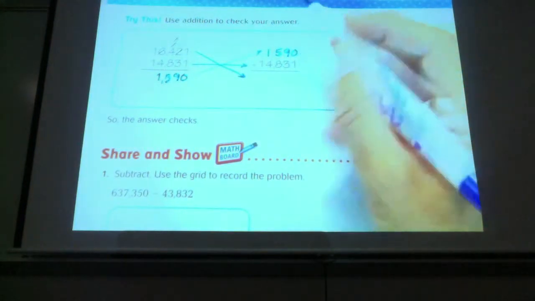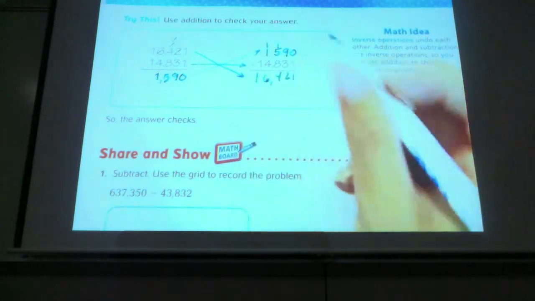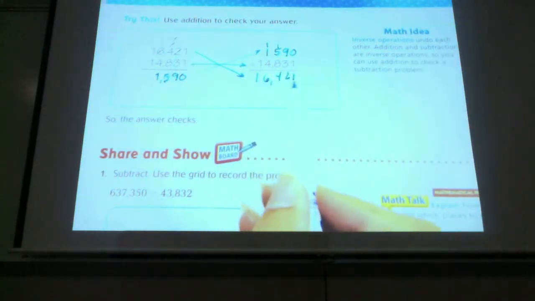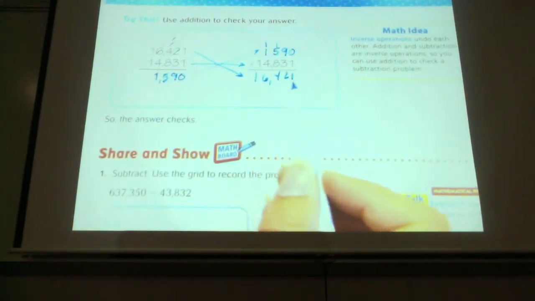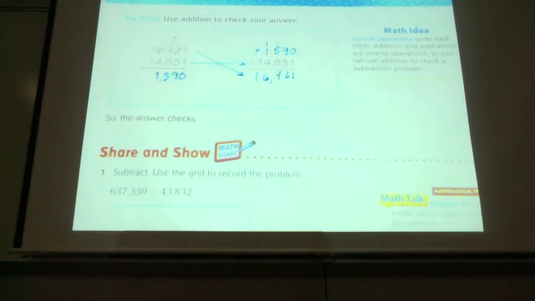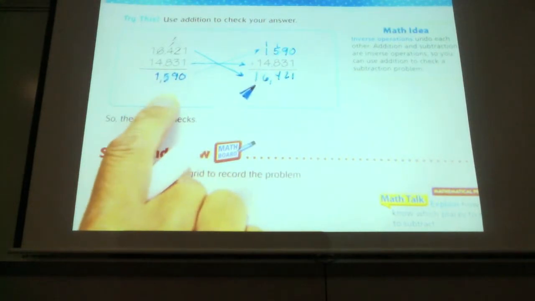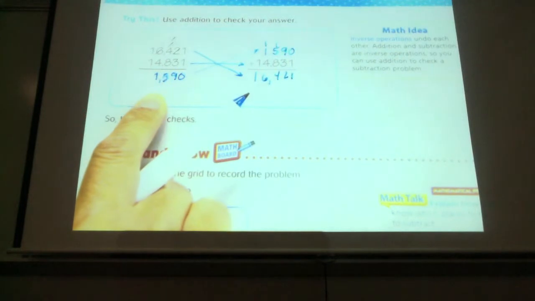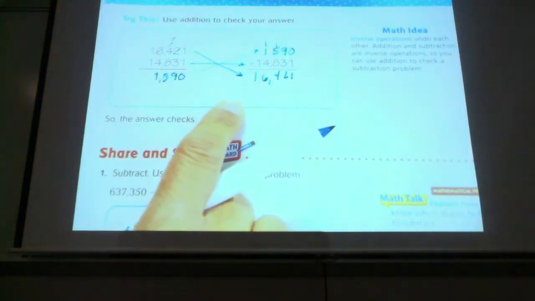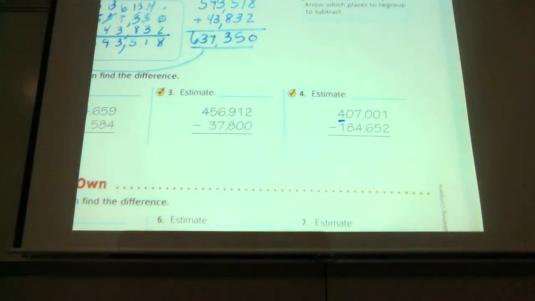So what is 1 plus 0? 1. And 1 and nothing is 1. Okay. Is this number exactly the same as the number I started with here? Yes. 16,421. So then yes, my subtraction was correct. If I got a different answer here, then I would know that I probably did something wrong here. I could have done something wrong here too, but typically we make our mistakes in the subtraction part, not the addition part.